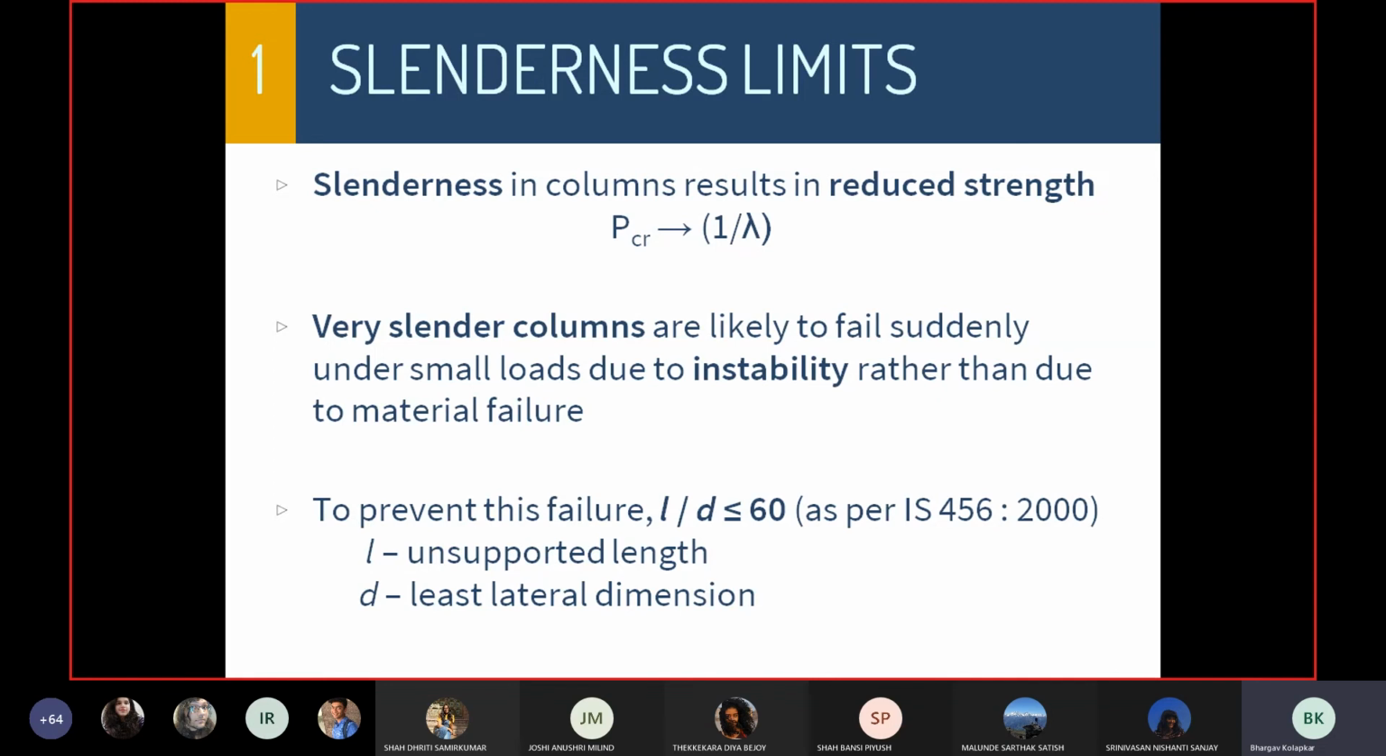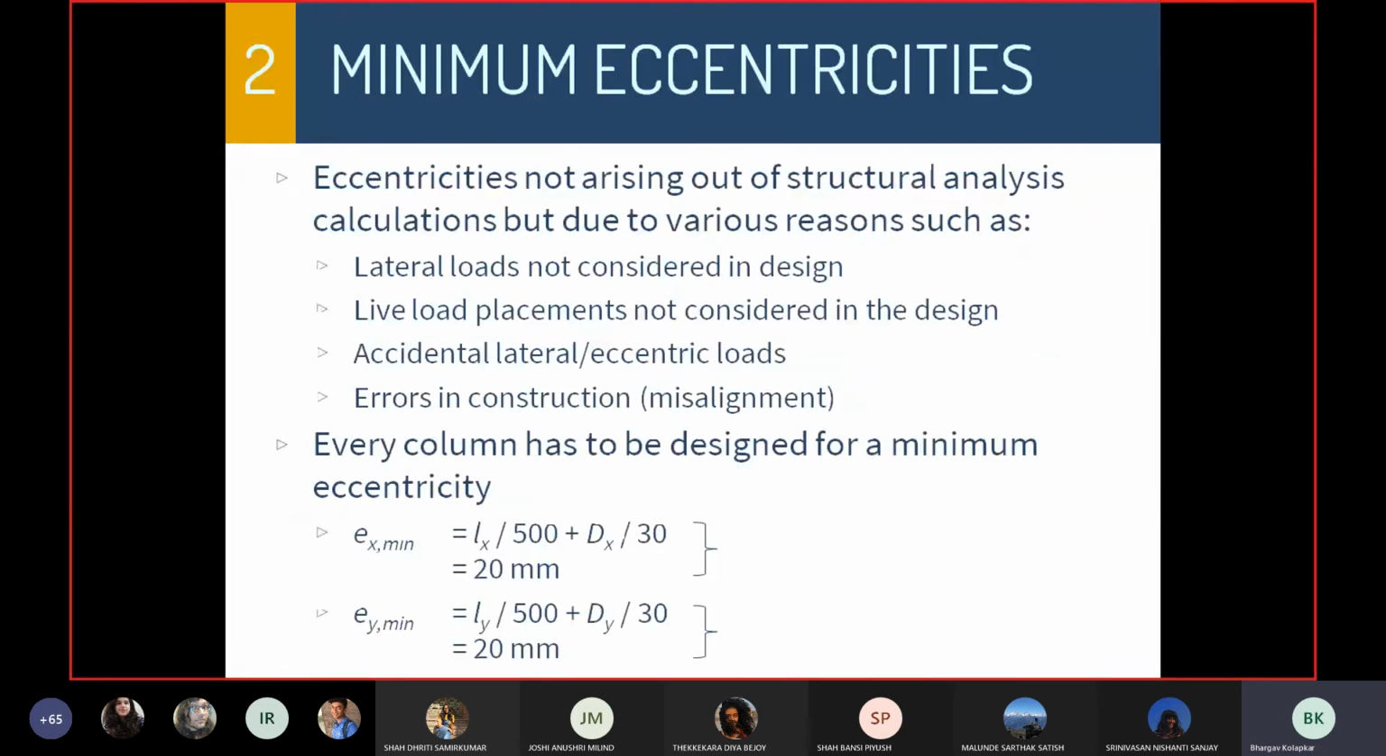So this is something that normally we satisfy. Even architects satisfy this requirement, but this is just for our information: if you want to give any columns that are just for elevation, that do not take any load, and you want them in reinforced concrete, make sure that the ratio of unsupported length to lateral dimension is less than 60. Simple. So this is about slenderness limits. Next.